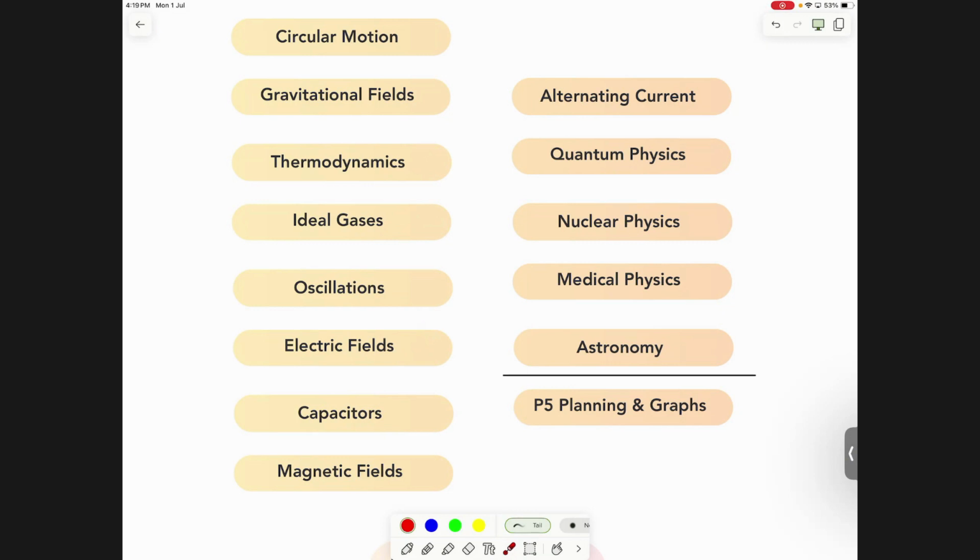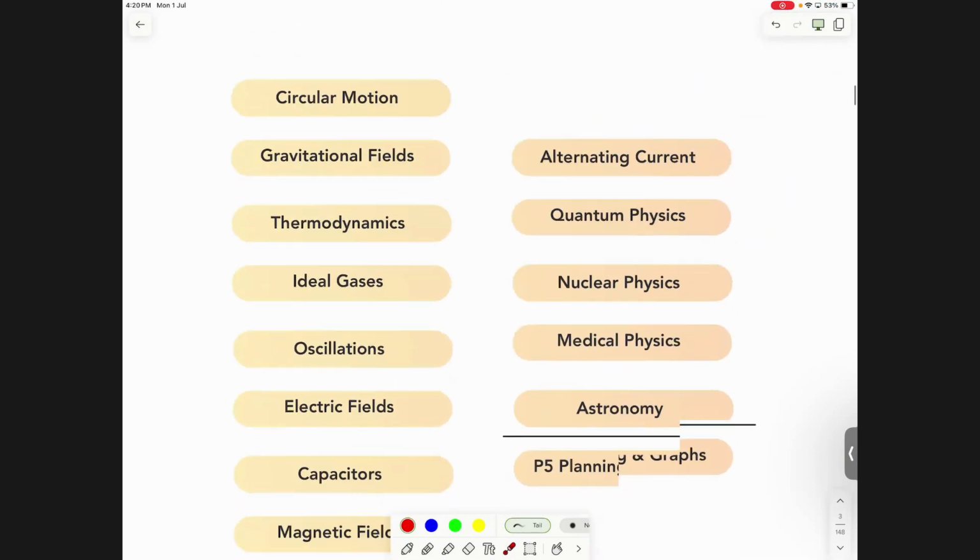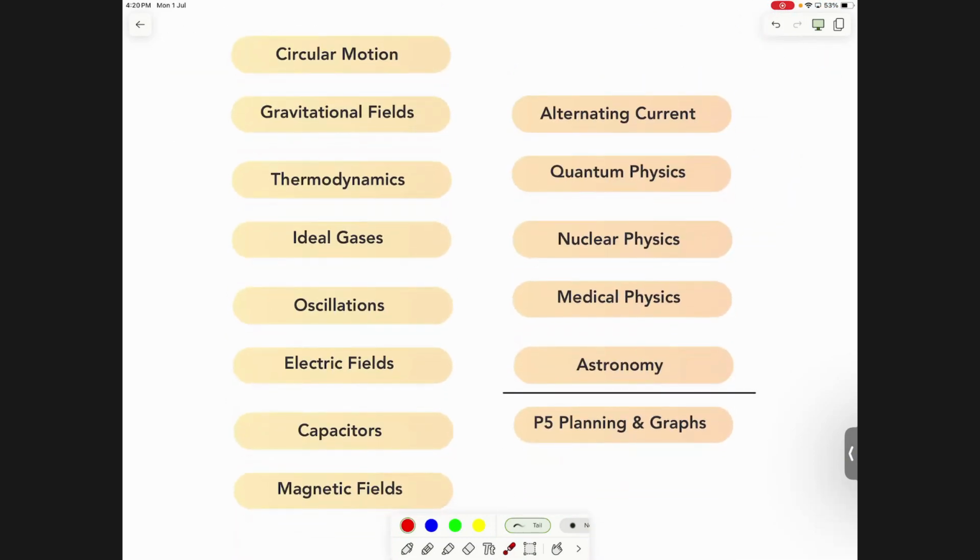Okay, so yeah, the challenge is that you actually need 2 years for this A2 syllabus, but you only have 7 months. That's the biggest challenge that we have. Any questions regarding this? Chapters go to challenging quantum physics especially, and medical physics, like the most hated chapter out there.